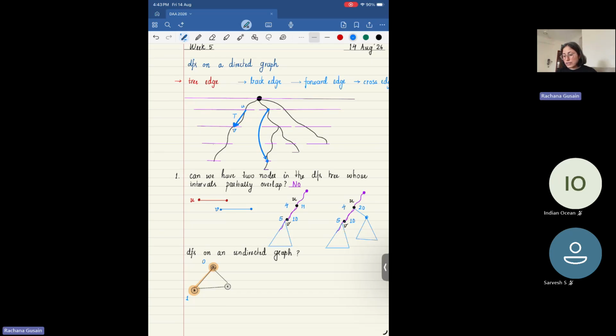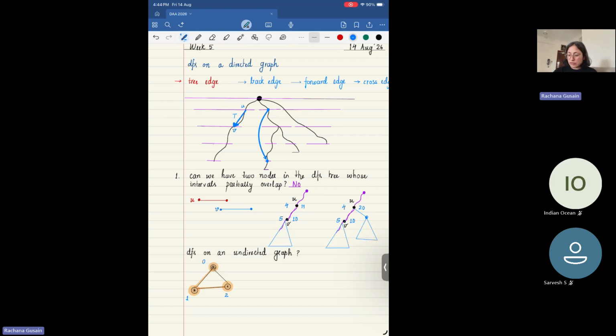Now from B, I see if there is any other node that I need to visit. So B has two neighbors, A and C. A is already visited, so we'll not revisit it. We'll visit every node exactly once. C is not yet visited, so I will use this link or edge to visit C. So this is my other tree edge in the DFS tree. I'll visit C at time 2.